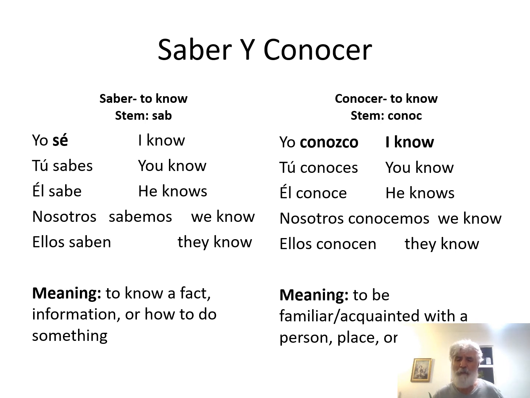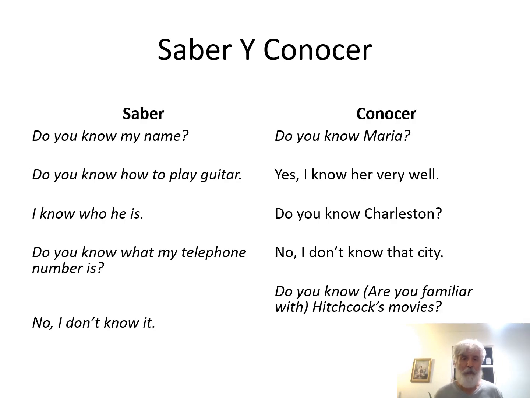So it's being familiar or acquainted. Usually we think of it as knowing a person, but again, it can extend to places. If you've been to Charleston, you know it, or you know the city of New York, you would say Yo conozco New York or Nueva York. If you know the poems of a particular individual, like I know Shakespeare's poems or his works, or Quentin Tarantino's movies.